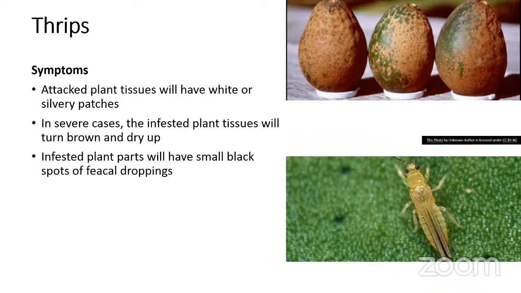Infested plant parts will have small black spots of fecal droppings. As they feed, they will be dropping fecal matter on the fruit. And when you look at it, you see small black droppings on the fruit, and it will tell you that your fields are infested with thrips.